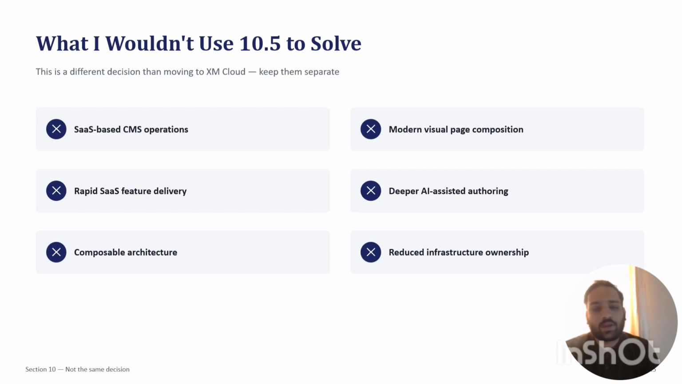Okay, so what I wouldn't use 10.5 to solve. One more thing before you go: if the real reason you want to upgrade is SaaS operations, visual page composition, AI-assisted authoring, composable architecture, then 10.5 isn't that answer. It modernizes the foundation under what you already have. That's valuable, but it's a different decision than moving to XM Cloud. And I would keep those two conversations separate.